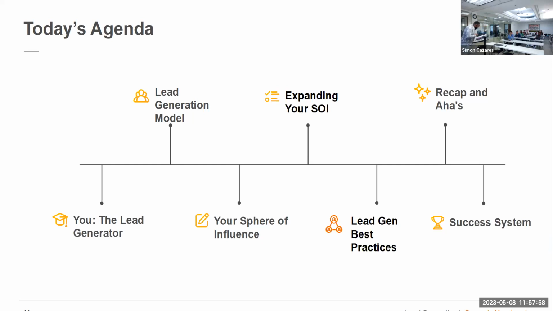Cool. All right, so by the end of this session, you'll be able to generate business from the people you know and who know you. You'll be able to identify your sphere of influence and calculate the potential income opportunity. You'll be able to categorize your sphere of influence and expand your reach. And you'll also be able to apply best practices of lead generation.